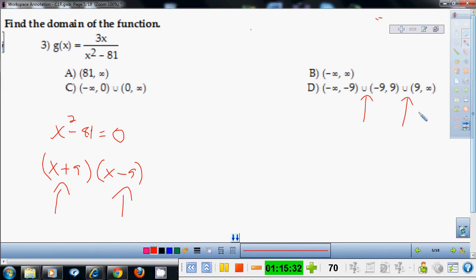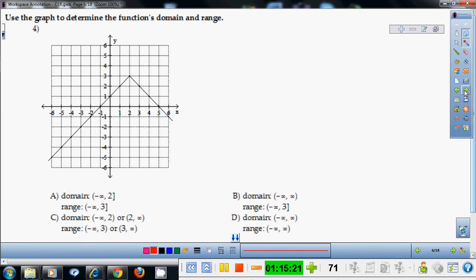Questions about how to solve that problem? Other than denominators, what's the only other thing we have to worry about when it comes to domains? Very good. Right. Number 4. Determine the domain and range for this function, going by the graph. I'll give you a second to look at that while I take attendance.